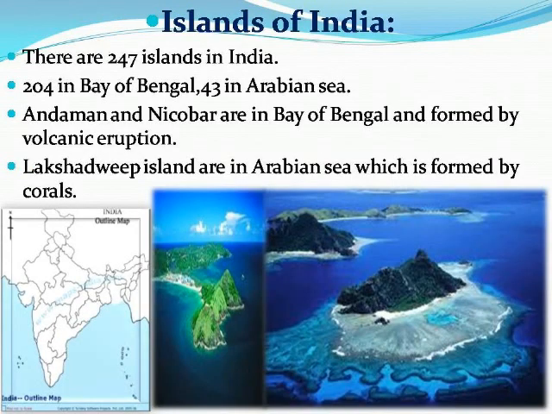Now let's learn something about the islands of India. There are nearly 247 islands in India. 204 in Bay of Bengal and 43 islands in Arabian Sea. Andaman and Nicobar are in Bay of Bengal and formed by volcanic eruption. Lakshadweep Islands are in Arabian Sea, which are formed by corals.